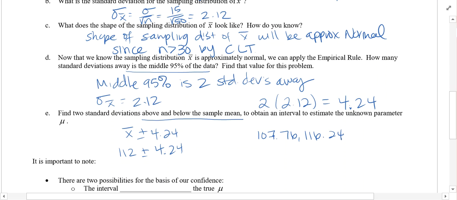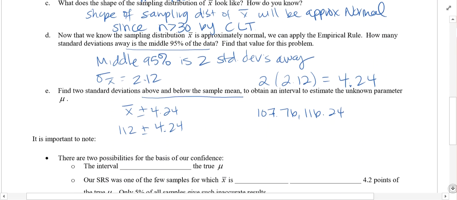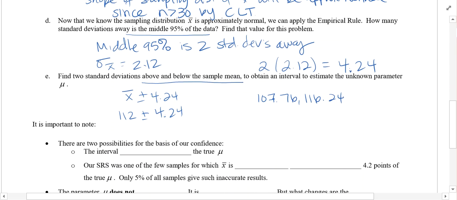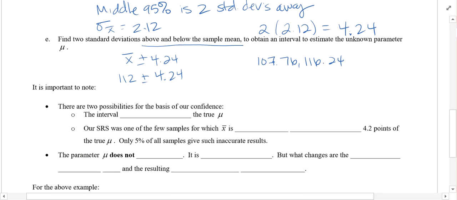Okay, so this is kind of using our estimate to find where we think the population mean might be, somewhere in that interval, in that boundary. Okay, and how we're going to write this is with parentheses around it. So it's important to note there are 2 possibilities for the basis of our confidence.